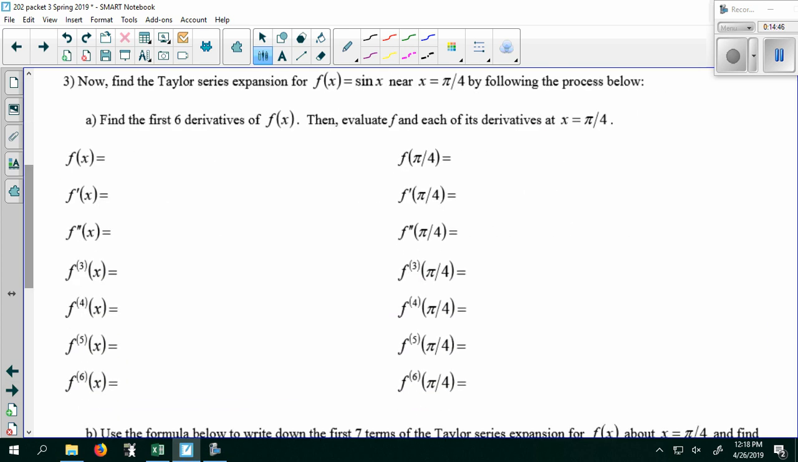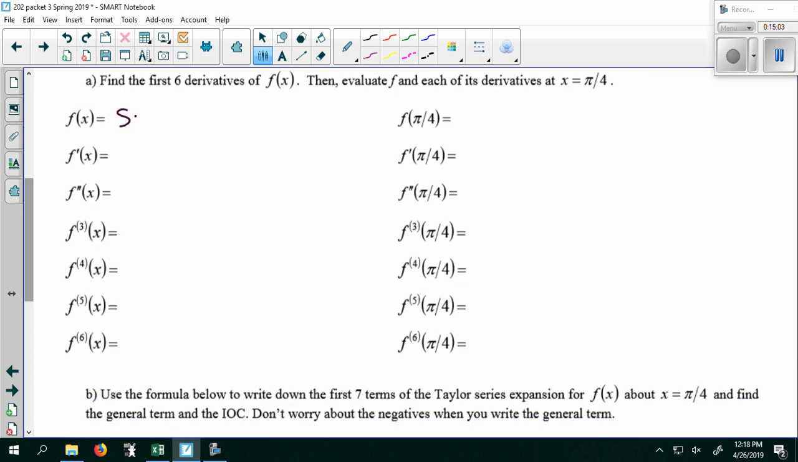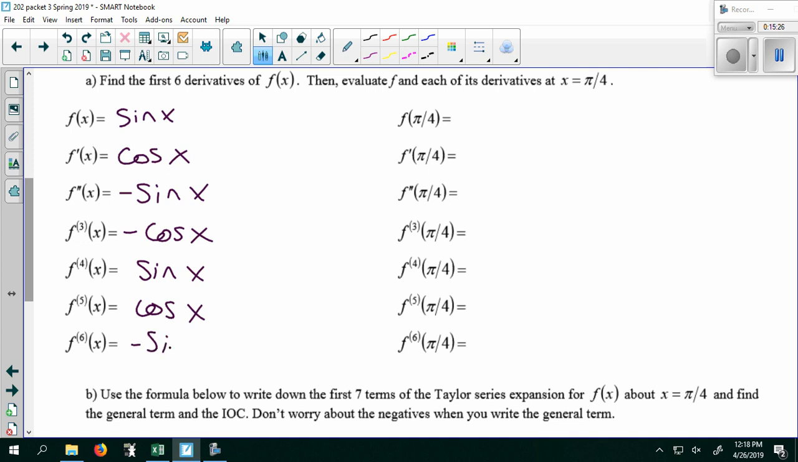Okay, so here's another one. We're going to get the Taylor series from scratch. I want the Taylor series for sine of x at a equals pi over 4 by following this process. I'm going to take 6 derivatives of sine x, and I'm going to plug pi over 4 into all of them. So f of x is sine x. The first derivative is cosine x. The derivative of cosine is negative sine. The derivative of sine is cosine, and there's a negative in front that comes along. The derivative of cosine is negative sine, and there's already a negative in front, so it becomes positive sine. And then they repeat. Cosine, negative sine.